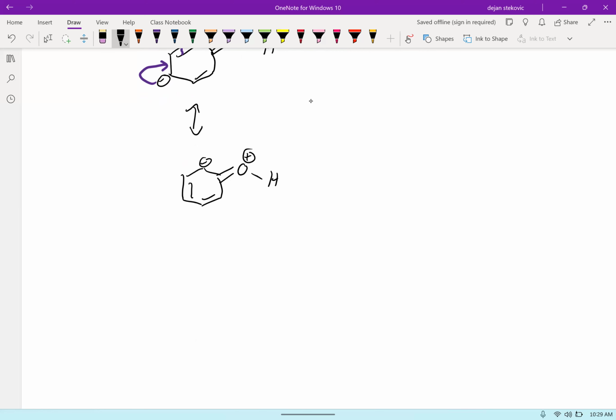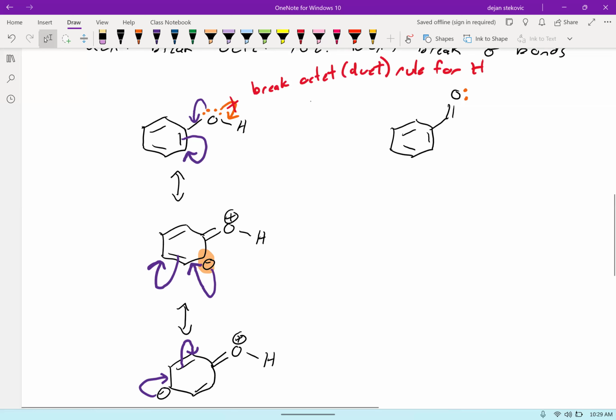And so our real structure of phenol, the real molecule, is a combination of all of these, a hybrid of all of these compounds, in which case these three carbons have that partial negative charge, right? And that's what we need to be able to see as organic chemists.